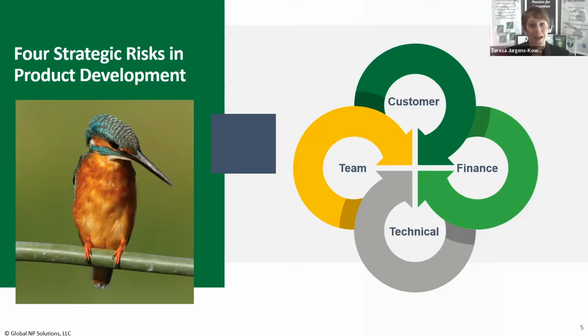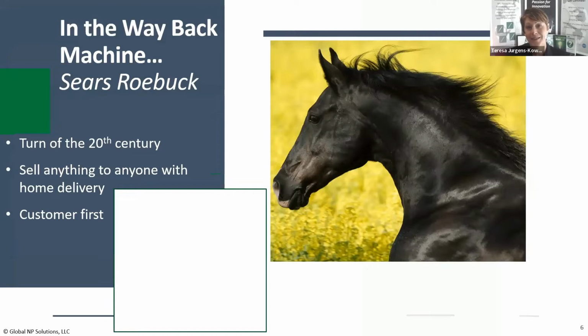Thanks, Eleanor. So I'm going to take us into the Wayback Machine and go to the turn of the 20th century. And we run into a guy named Richard Sears, who decided he wanted to sell anything to anyone with home delivery. And so that was his strategy for the business. So how does he approach product development? So Richard Sears starts with the customer.